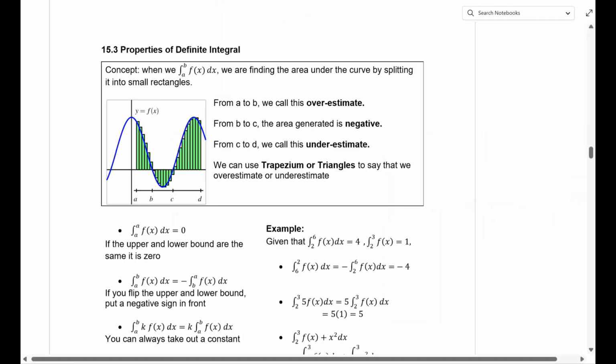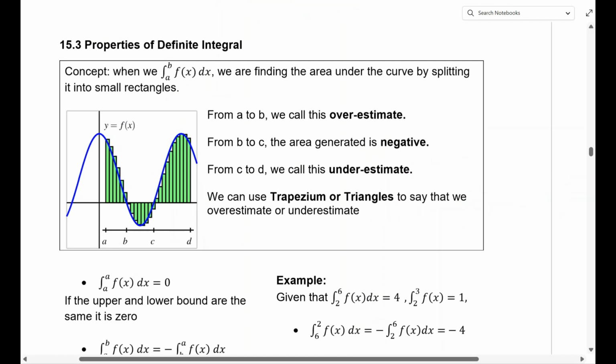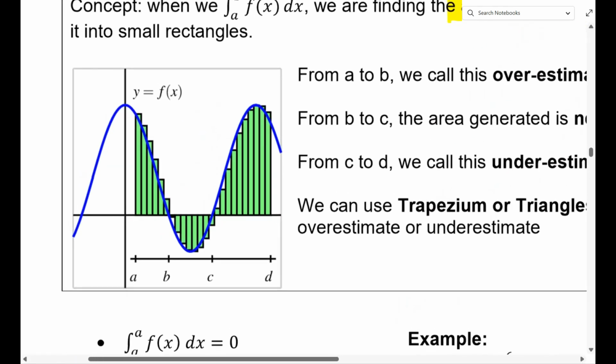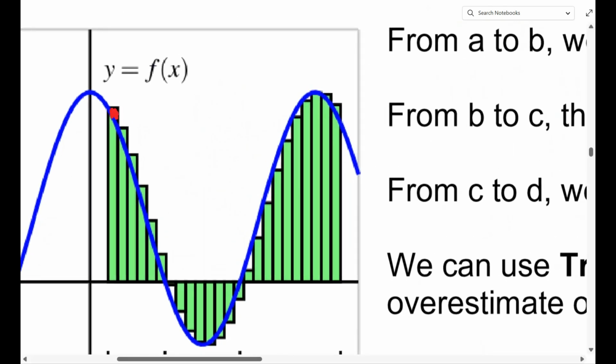Next, we have properties of definite integrals. When we are solving for definite integral questions, in simpler terms, we are just finding the area under the curve, which is done by splitting the area under the curve into small rectangles. From A to B, there's actually an overestimation of the area under the curve, because if we notice, the small rectangles are protruding outside of the curve, accounting for extra area that's outside of the curve.